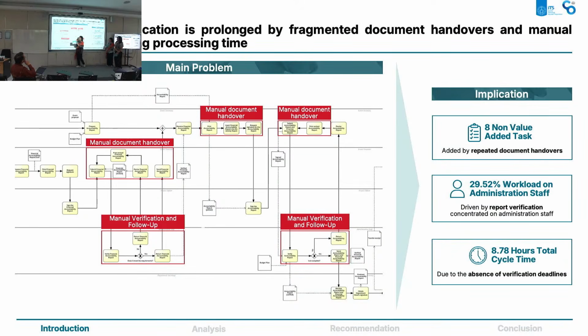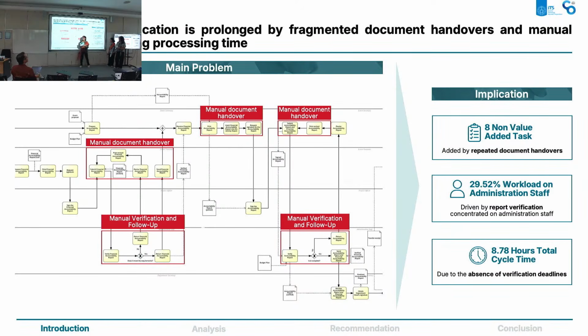And then we have the administrative verification stage, where the problem is the manual document handover between the actors that creates the 8 non-value added tasks. Also, at the same time, the manual verification concentrated on the administrative staff can make this administrative staff become a bottleneck with 29.52% workload utilization.